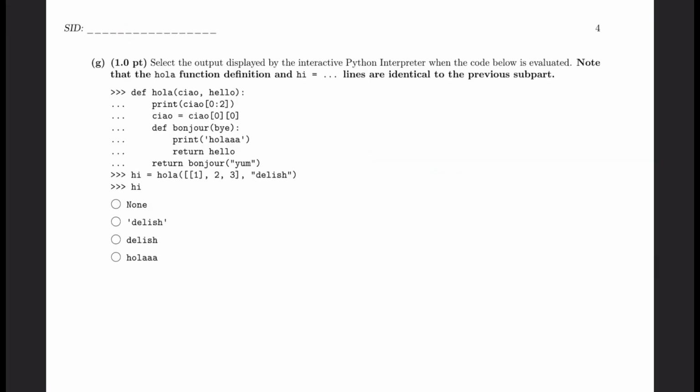G, the code is the same as part F, but now we're evaluating hi. As we determined already in part F, hi gets assigned the value delish. So when we evaluate hi in the interactive interpreter, it displays the value delish.